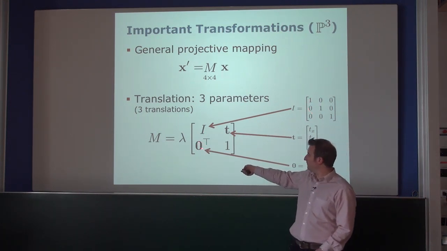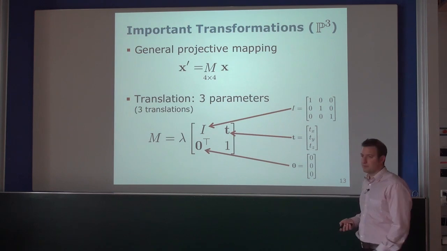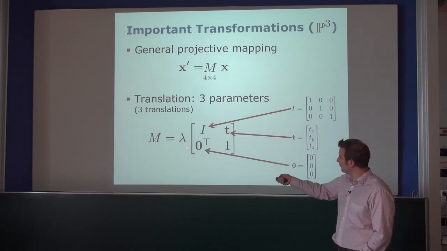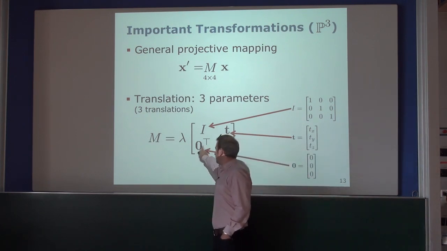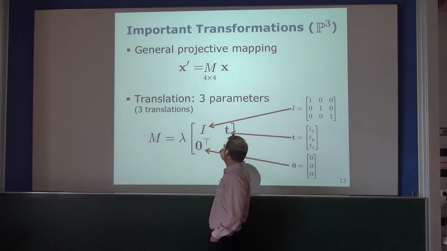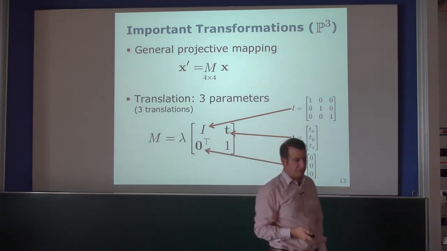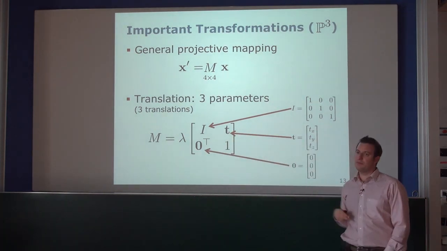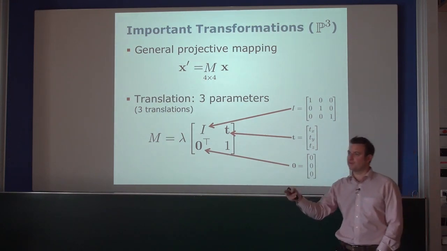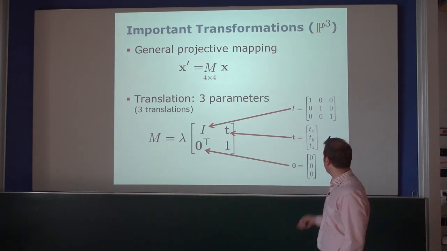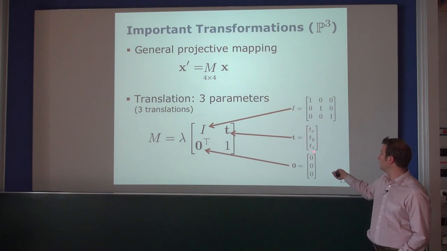This value here is simply a three-dimensional vector of zeros, transposed. That's a regular one. And this vector T is a translation vector. This translation vector has three components: the translation in X, the translation in Y, and the translation in Z. So it exactly looks like this.